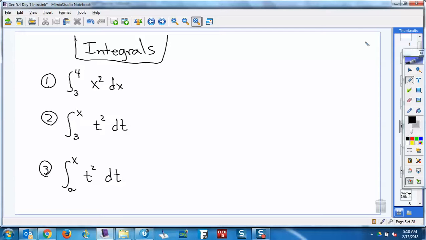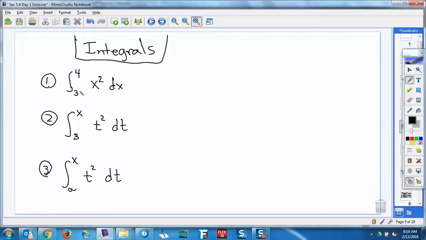I got 3 different integrals on this page. Now, they're closely related. These have t's in them. Why do they have t's in them? Because you're using an x up here. This one has x's.